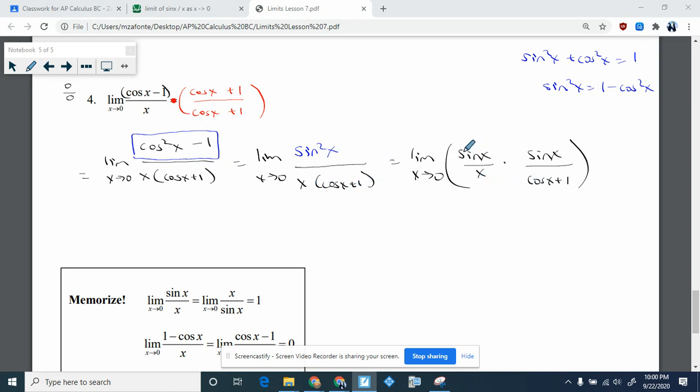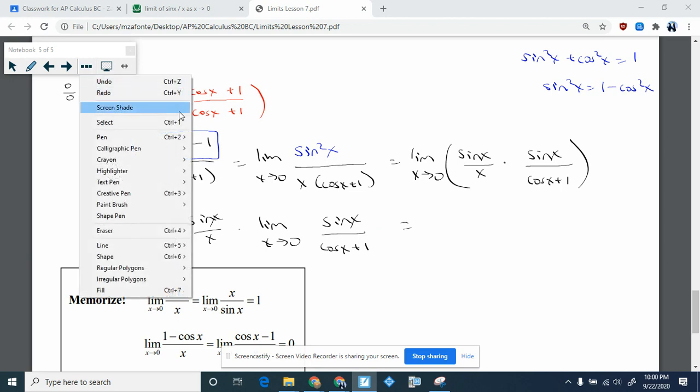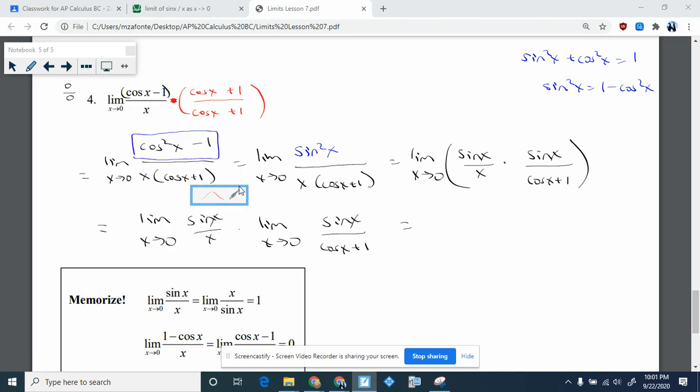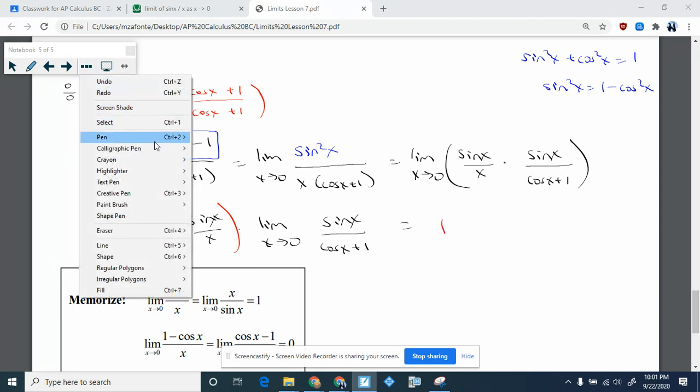So now what do I have? I have the limit of a product. And guess what? That's the product of the limits. So this is the limit as x goes to 0 of sine x over x times the limit as x goes to 0 of sine x over cosine x plus 1. So what's the story here? All right. Well, it turns out that this is just equal to 1, right? We've said that a bazillion times in this video so far.